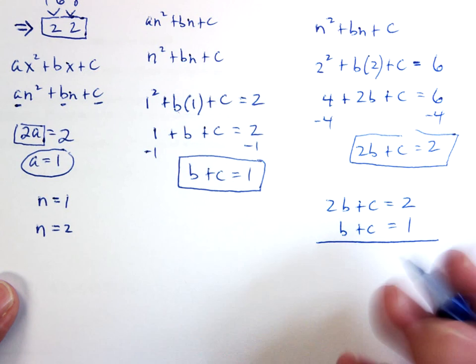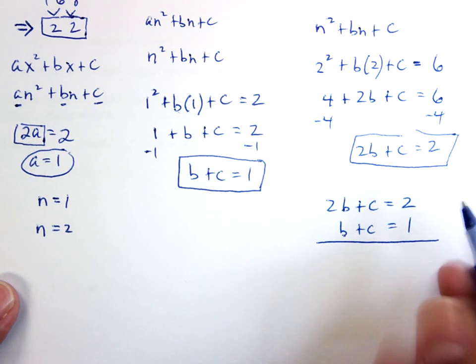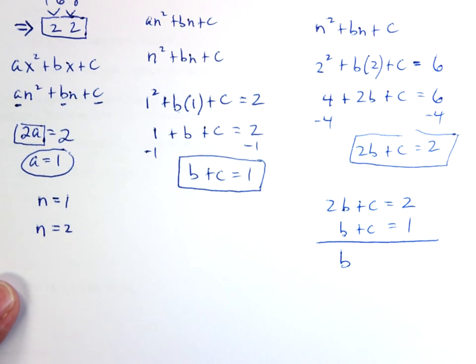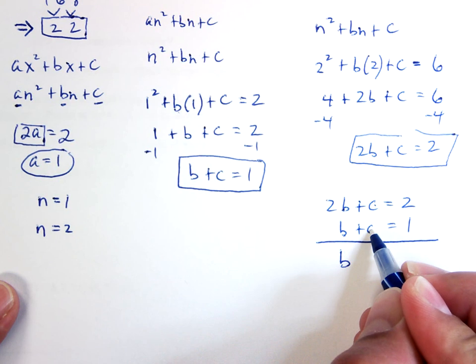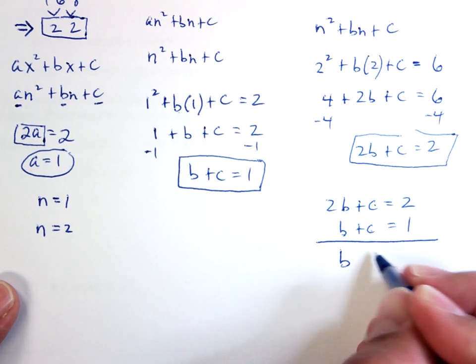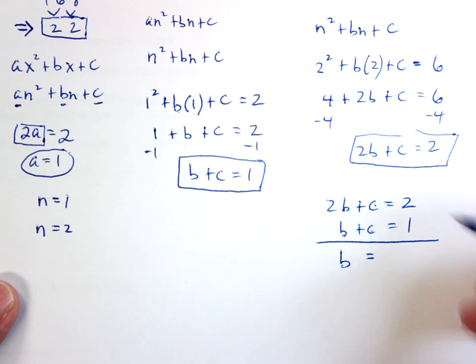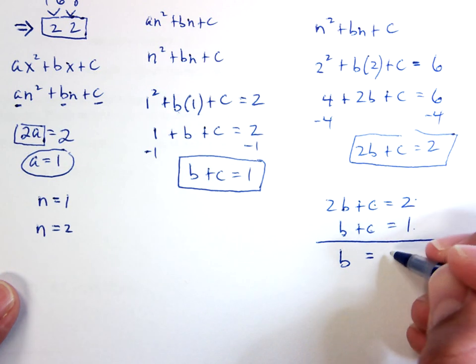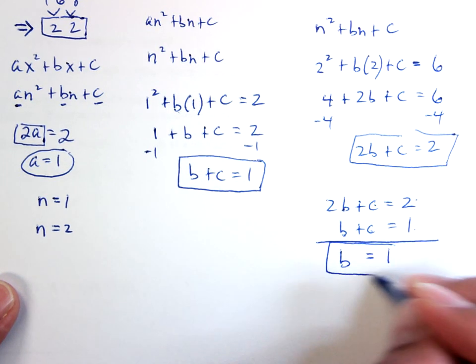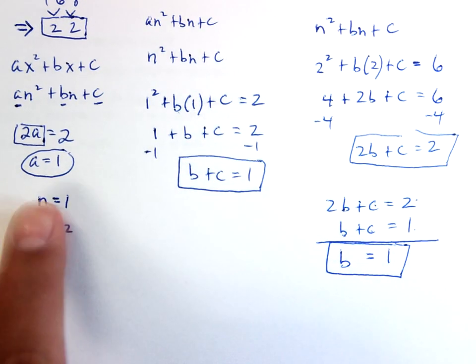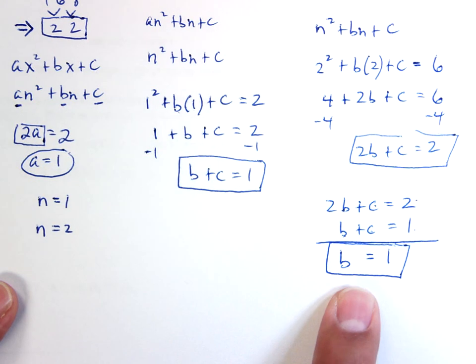So I'll do 2b minus b, which gives me b. c minus c, that cancels each other out. It goes away. So I just got my equal sign now. And then I have 2 minus 1, which is 1. So I now have my b. I had my a over here. I have my b right here. So now what I need is my c.